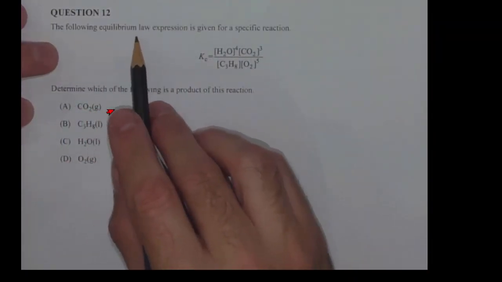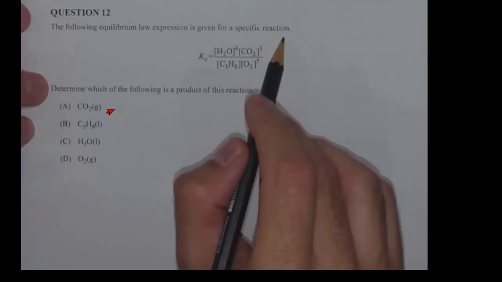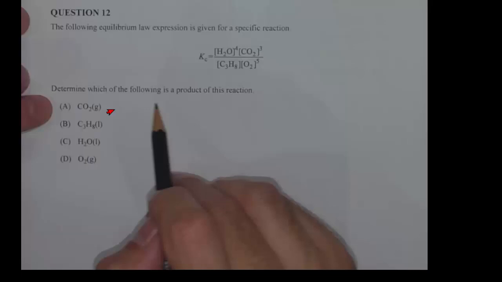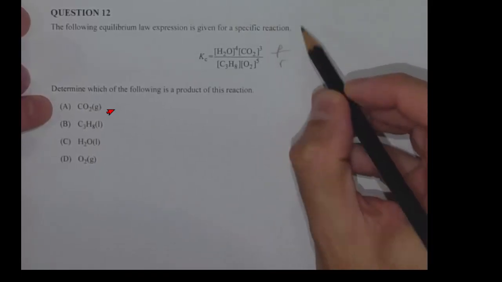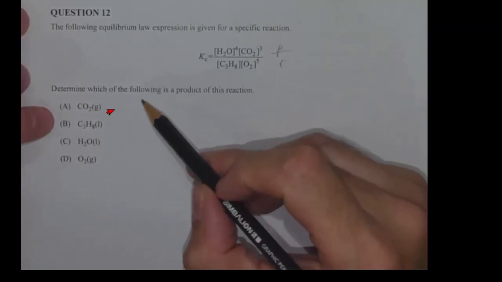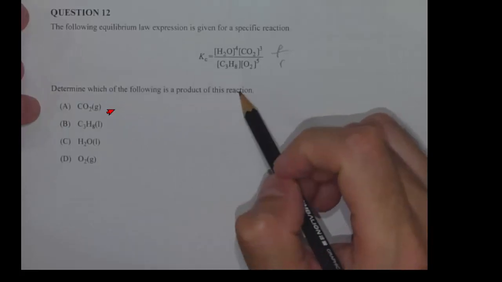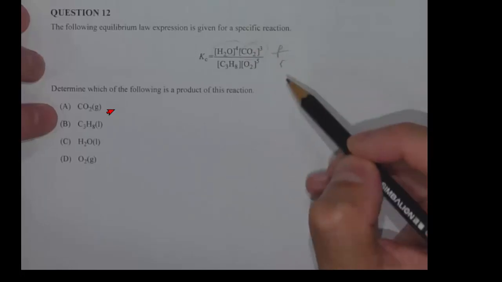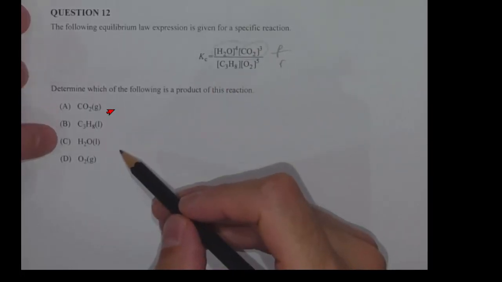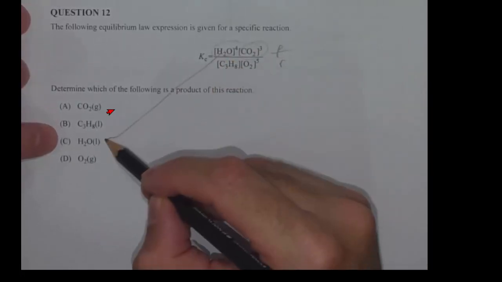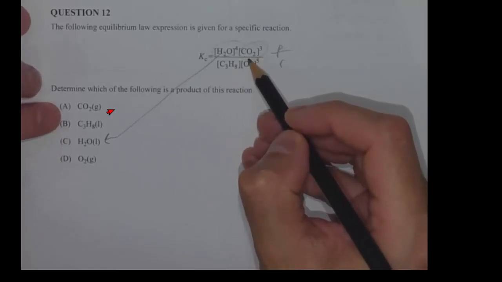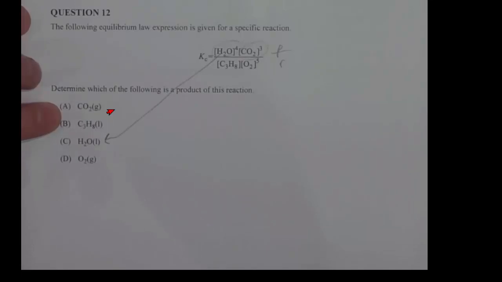All right. The following is the equilibrium law expression for a specific reaction. Determine which is the product. So you can look it up in your data booklets, products and reactants. So determine which of the following is a product of this reaction. This one or this one. So H2O is here. CO2. Oh, got liquids and gases. Interesting.